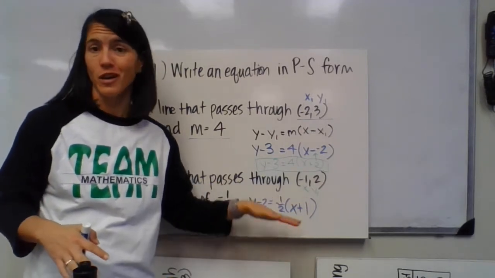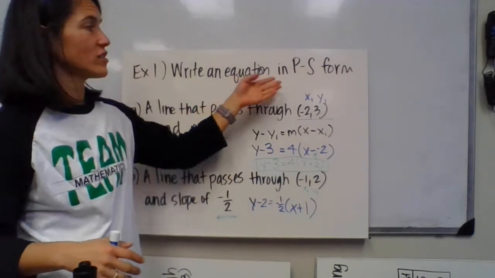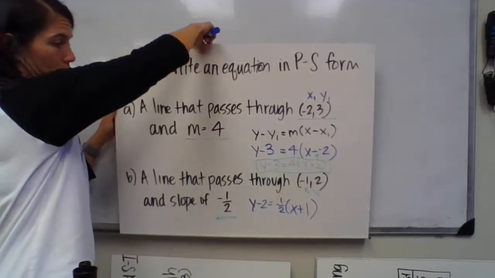This is point slope form. We're not doing anything with it just yet. So those are a couple of examples of how to write an equation in point slope form.